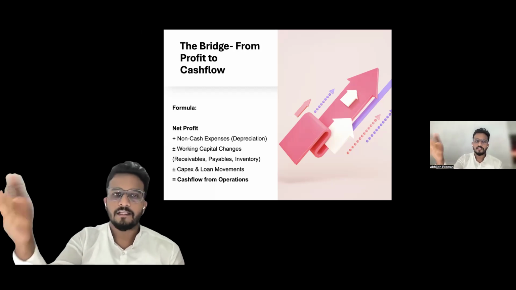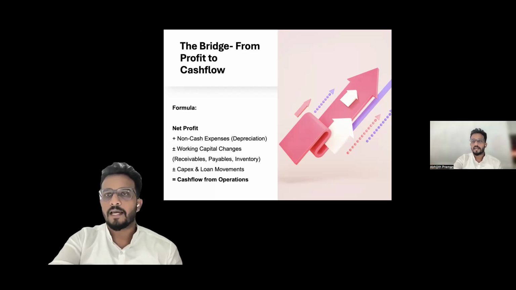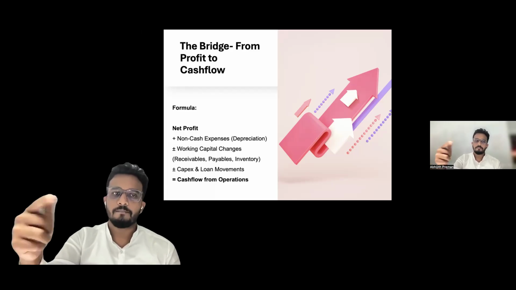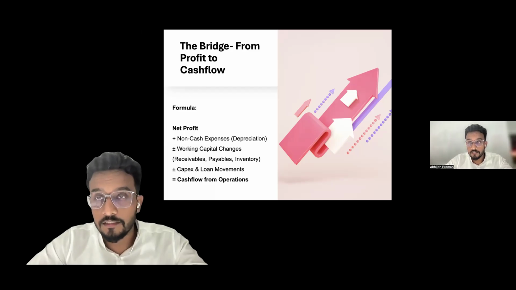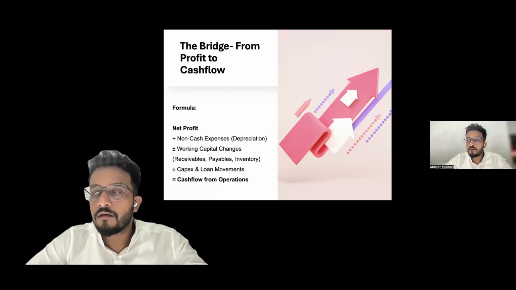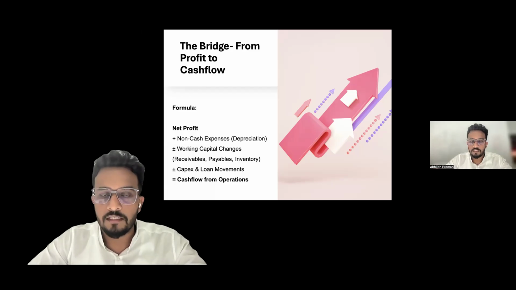On the net profit, you add the non-cash expense because that expense didn't involve a cash element. The money has not gone out of the business. Okay, so you'll be adding back the non-cash expense. Then you will be doing plus or minus working capital changes. If the receivables increase, like you have more money to get, which means that cash is going out of the business. 50 lakhs becomes 1 crore, you need to minus 50 lakh.